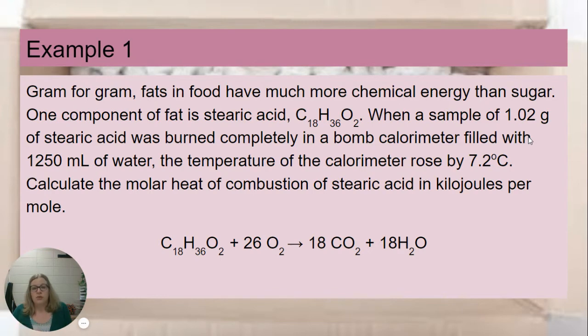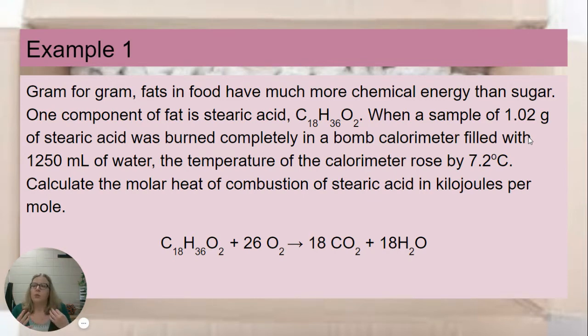This is something that you've probably heard of before. Gram for gram, fats in food have much more chemical energy than sugar. One component of fat is a chemical called stearic acid, which is C18H36O2. When a sample of 1.02 grams of stearic acid is burned completely in a bomb calorimeter filled with 1,250 milliliters of water, the temperature of the calorimeter rose by 7.2 degrees Celsius. Calculate the molar heat of combustion of stearic acid in kilojoules per mole.